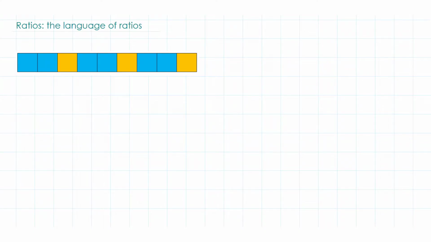We'll start by looking at this here. I've been making a pattern, and to make the pattern, I've been following a rule. Can you work out what rule I was following? Have a look and have a think. Well, I was doing 2 blue squares and then 1 orange square, 2 blue squares, 1 orange square, 2 blue squares, 1 orange square. That was the rule that I was following.